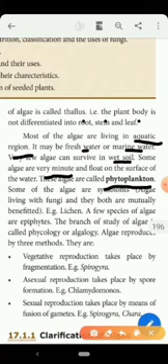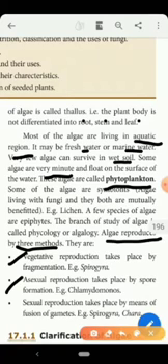Okay, now we discuss reproduction in algae. There are three methods of reproduction. They are vegetative reproduction, asexual reproduction and sexual reproduction. First we discuss vegetative reproduction, which takes place by fragmentation. In this type, any vegetative part of the thallus develops into a new individual.